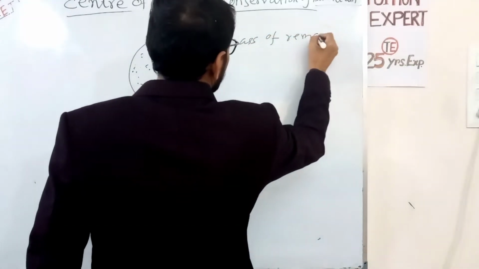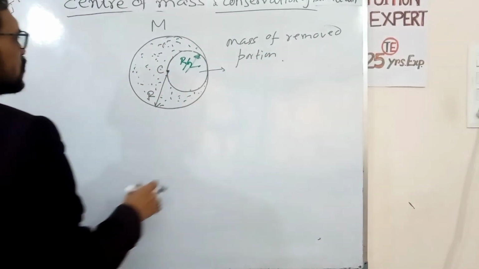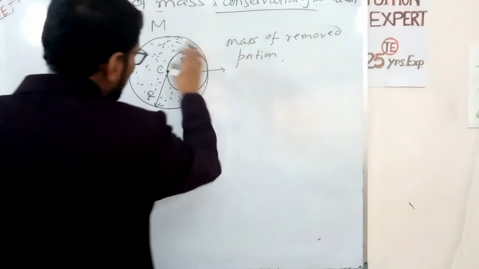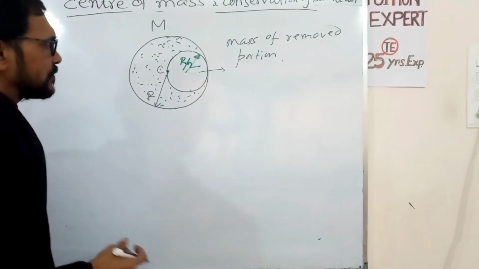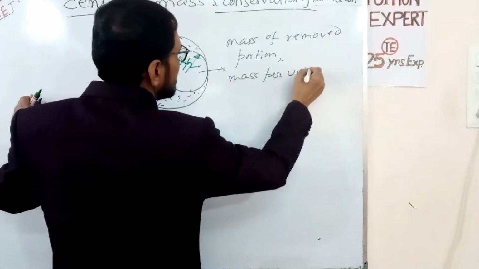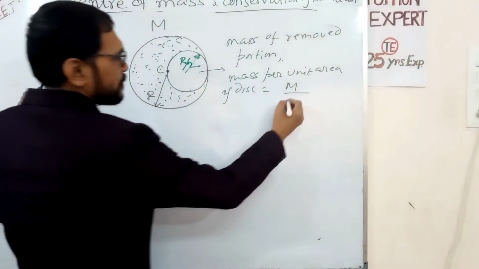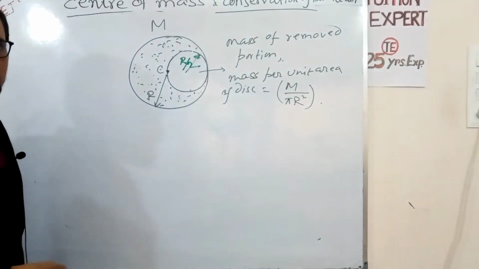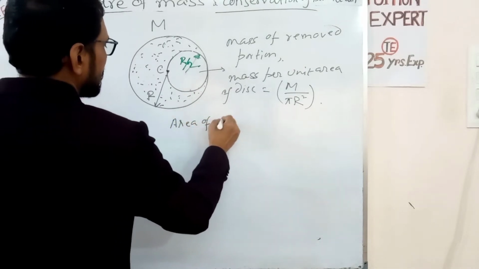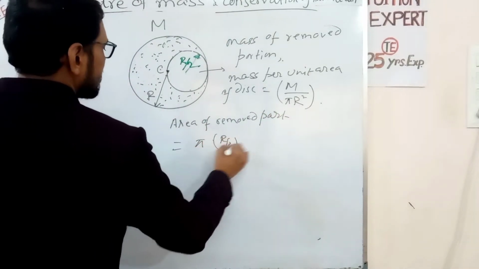Mass of the removed portion. Here you are given that the disk is uniform. If the disk is uniform, then mass is distributed area-wise, that is, per unit area the mass is the same throughout the disk. So what is the mass per unit area of the disk? It is mass divided by pi r square. Now what is the area of the removed part? Pi into r by 2 whole square.